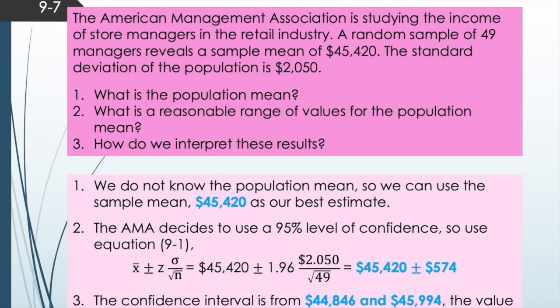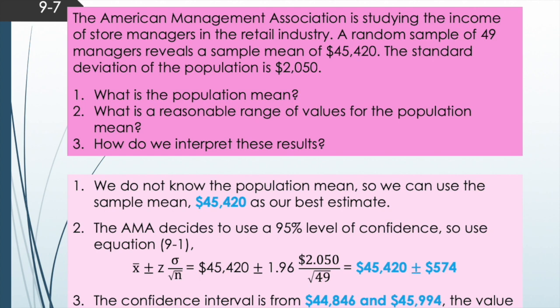Okay, so let's pull all this together with an example. We have the Management Association. They're studying the income of retail managers. They do a random sampling of 49 managers, and they get a sample mean income of $45,420 with a standard deviation for the population of $2,050. Okay, so first question, what is the population mean? Well, the answer is we do not know, but we can use the sample mean, that $45,420, as our best estimate.